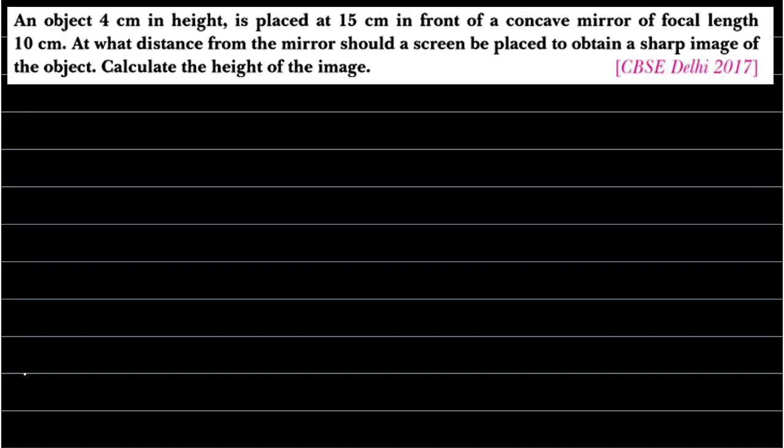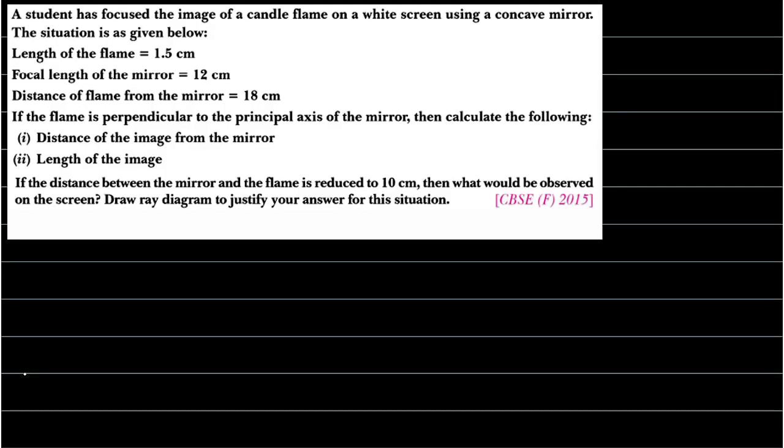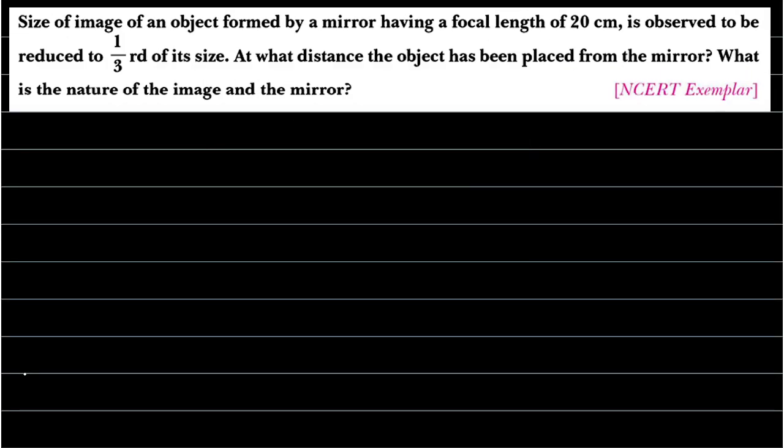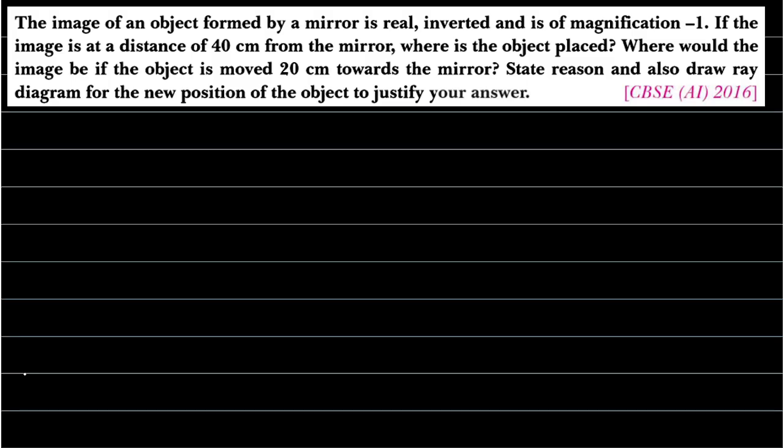If you haven't attempted the test yet, it's your duty to stop the video, solve the questions, and then see the solution. Okay, so let's first solve the first question. The question says that the image of an object formed by a mirror is real, inverted and is of magnification -1. So first of all we will write what is given. Given m is equal to -1, right? Now it is saying the image is at a distance of 40 centimeter from the mirror.